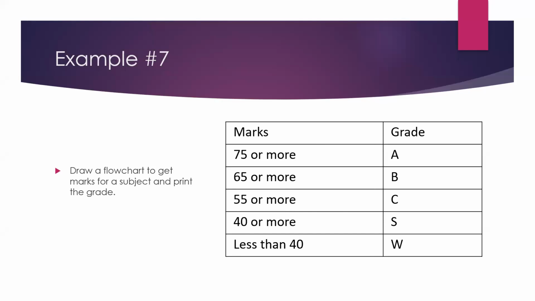Okay, example number 7, draw a flowchart to get marks for a subject and print the grade. You get the marks of a subject and then you print the grade. So you get marks. If the marks is 75 or more, then you are going to output A. 65 or more, then you output B. 55 or more, then output C. 40 or more, then output S. If marks is less than 40, then we want to output W.